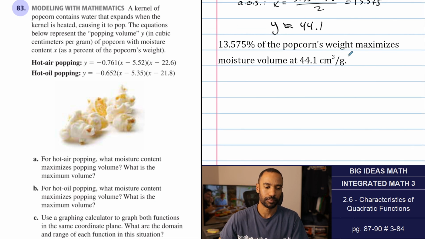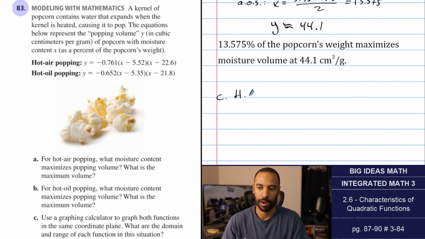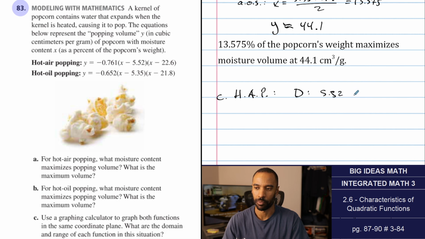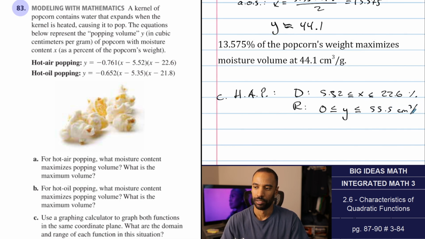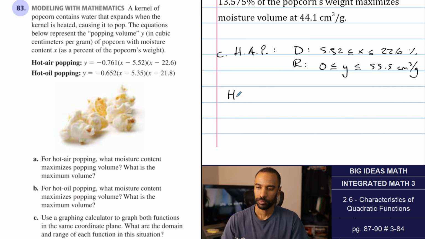So part C. For hot air popping, domain is between your intercepts, I think. So 5.52, that's my guess anyway, because you have to be limited by that based off range. And 22.6. Remember, this is in terms of percent. And then range is in terms of grams per cubic centimeter, or cubic centimeter per gram. This is popping content, which is between zero and 55.5.